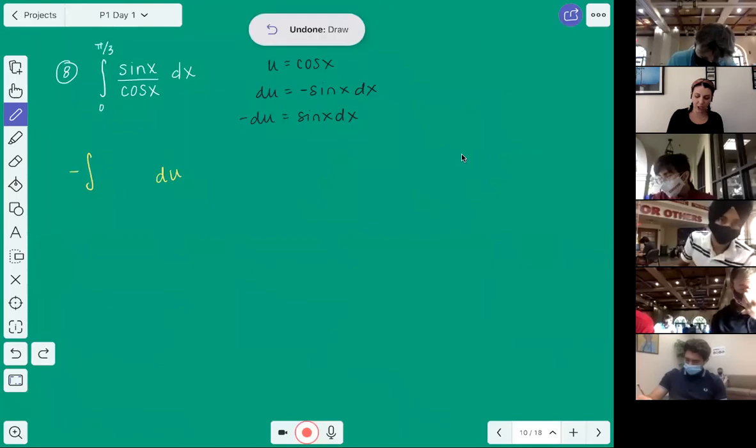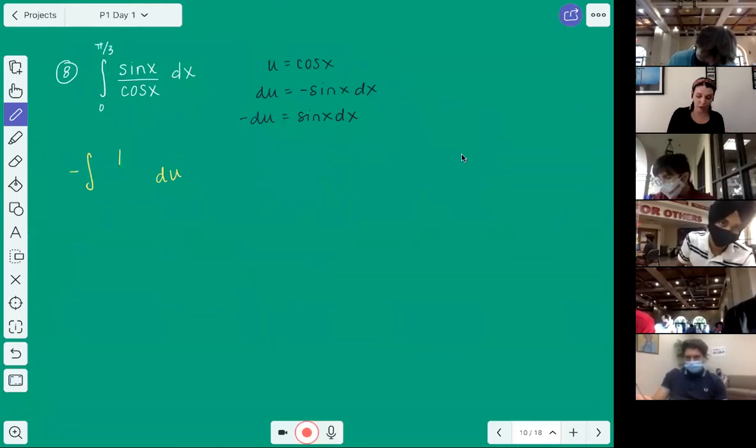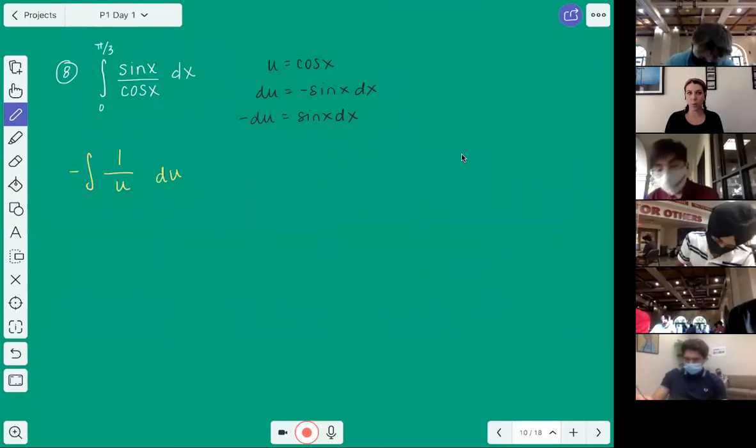Now what I have left in here is I still have 1 over cosine. Well, cosine is just equal to u, so that goes here. We get 1 over u du.